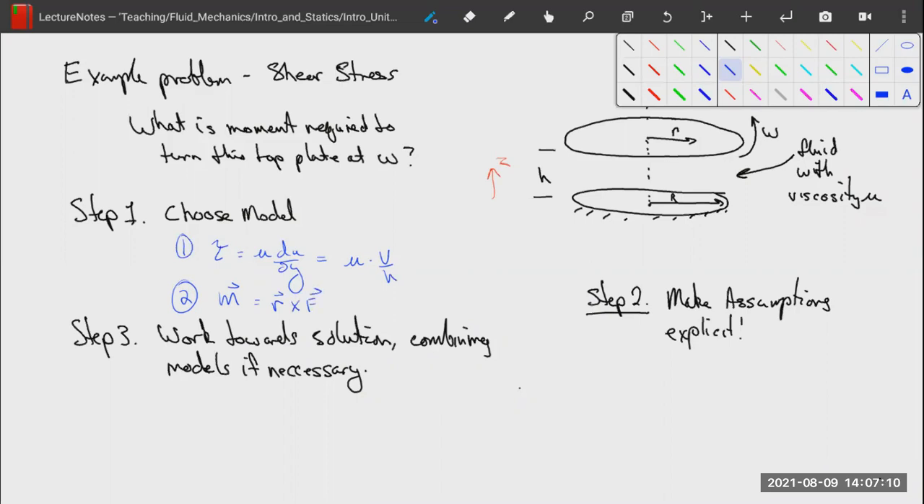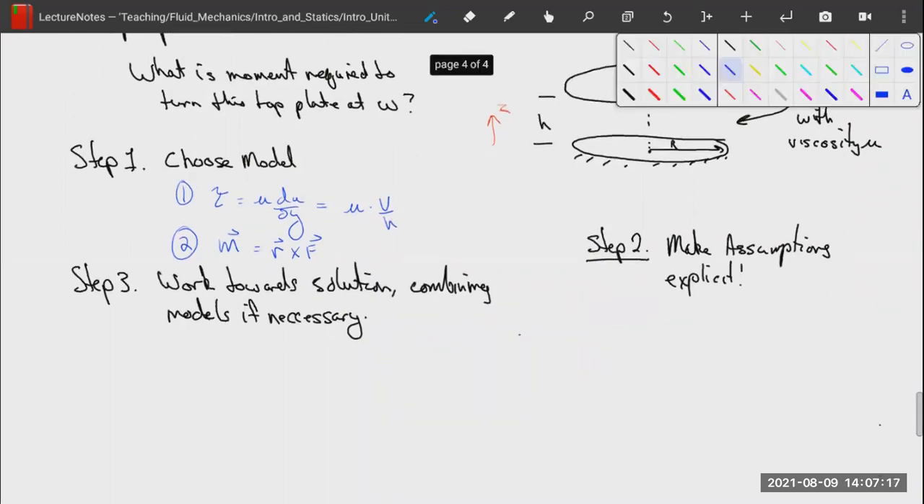So if we know our force and we cross it into our radius, we can calculate our moments, right? So step two, make our assumptions explicit. This is so important, and I'm going to hammer on this throughout the rest of the semester. And there's two reasons I'm hammering on it.